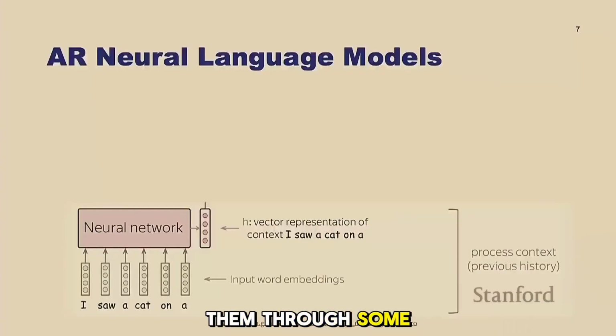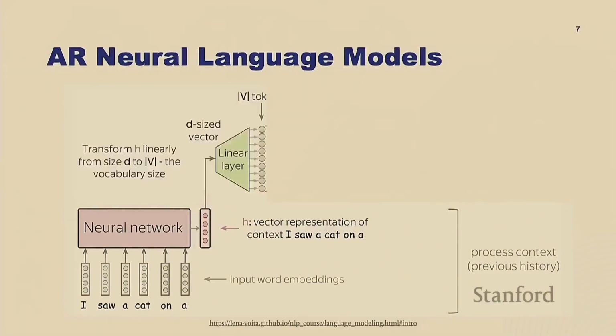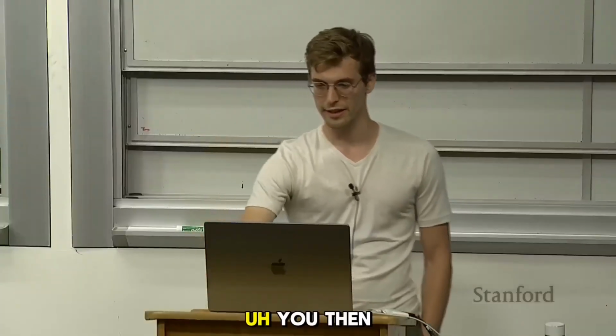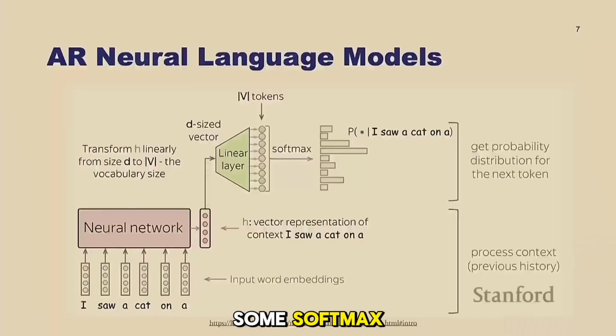You pass them through some neural network. As we said, it's a transformer. Then you get a representation for all the words in the context. So it's basically a representation of the entire sentence. You pass it through a linear layer, as you just said, to map it so that the number of outputs is the number of tokens. You then pass it through some softmax, and you get a probability distribution over the next words given every word in the context.